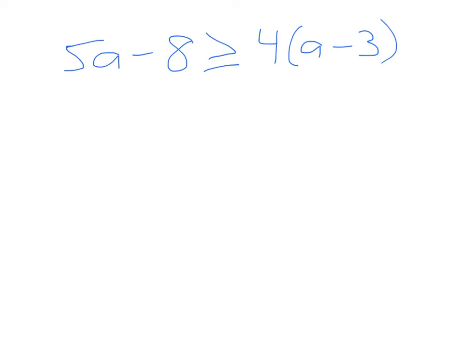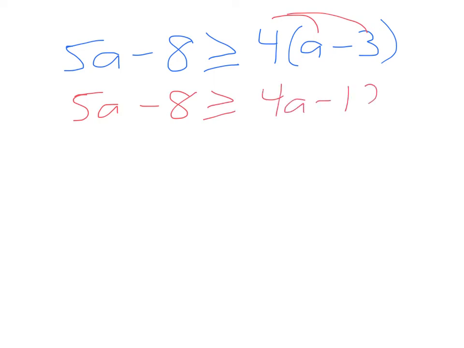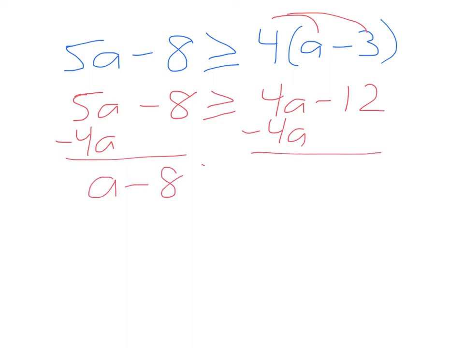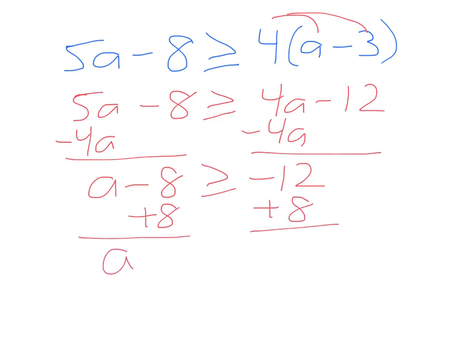Alright, let's see how you did on this one. Done correctly, you would have distributed the 4 to the (a minus 3) to give me 5a minus 8 is greater than or equal to 4a minus 12. I want to get rid of one of the a's, so I'm going to subtract 4a from both sides. And again, nothing different than I've done with the equations. I'll get a minus 8 is greater than or equal to negative 12. I can now add 8 to both sides, and I get a is greater than or equal to negative 4.